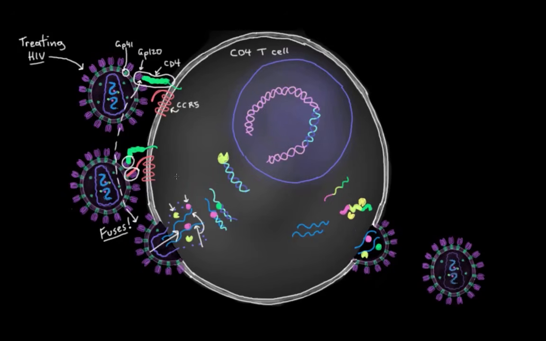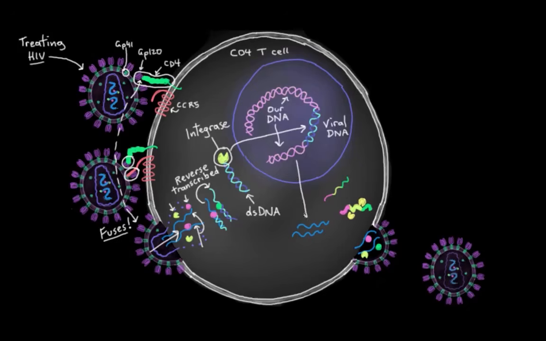So the single-stranded RNA it brought with it gets reverse transcribed and eventually gets made into double-stranded DNA. And then this double-stranded DNA gets taken into our nucleus and gets spliced into our DNA by this integrase enzyme here. Then our cell starts to crank out viral RNA, right? All sorts of viral RNA.